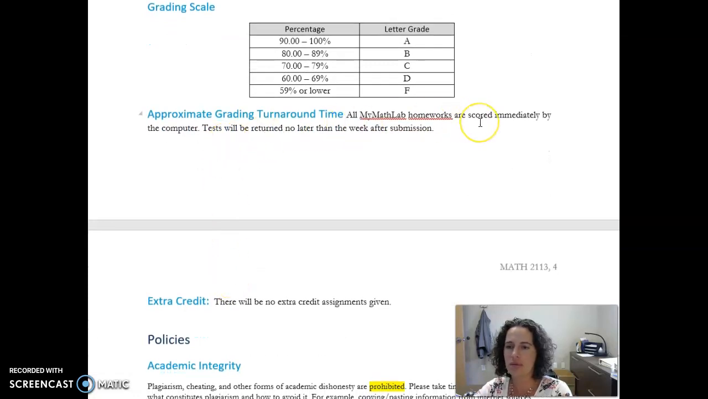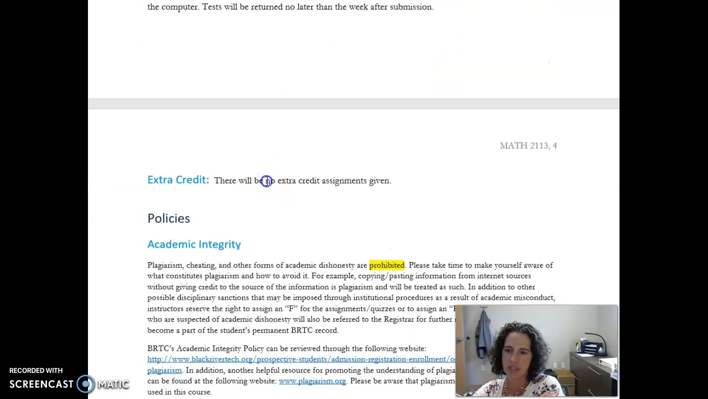Grading turnaround time. Mymathlab grades it instantly. On the quizzes and tests, you might see that I'll lock it in place so that I can do some partial credit if I'm seeing your work and stuff. I can give you some partial credit and adjust your score. So for the tests, give me a week to get those ironed out before I let them show. Extra credit? There is none. You have plenty of work to do along the way.